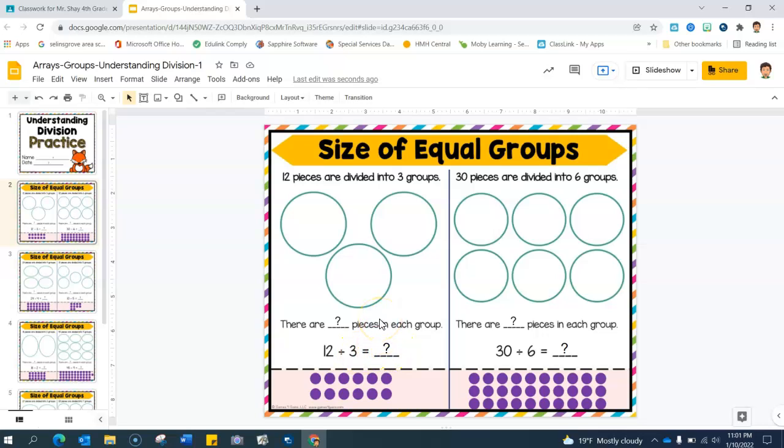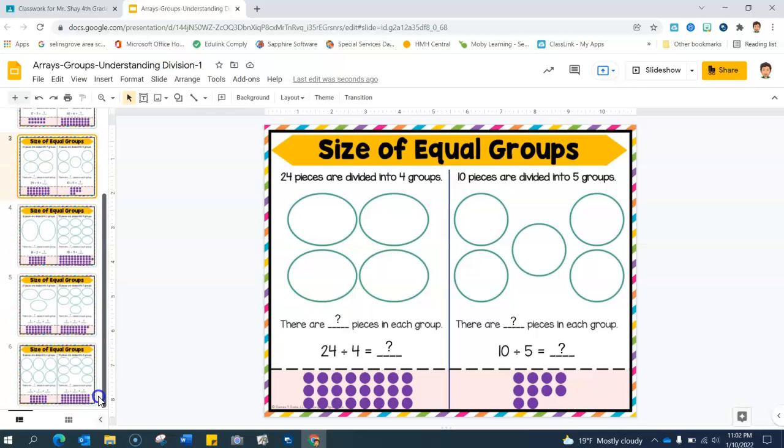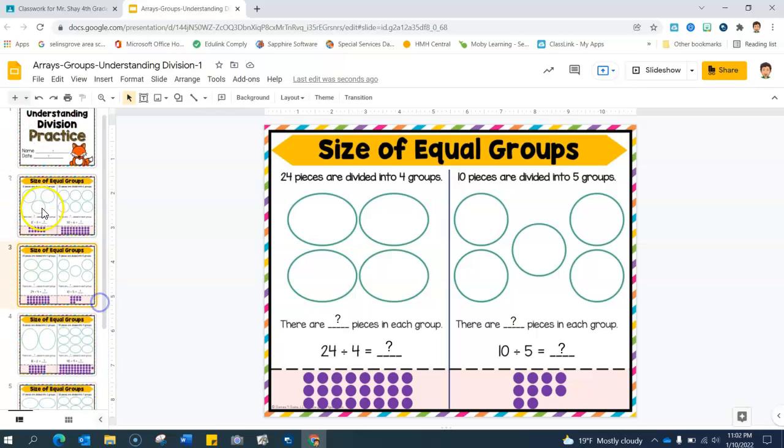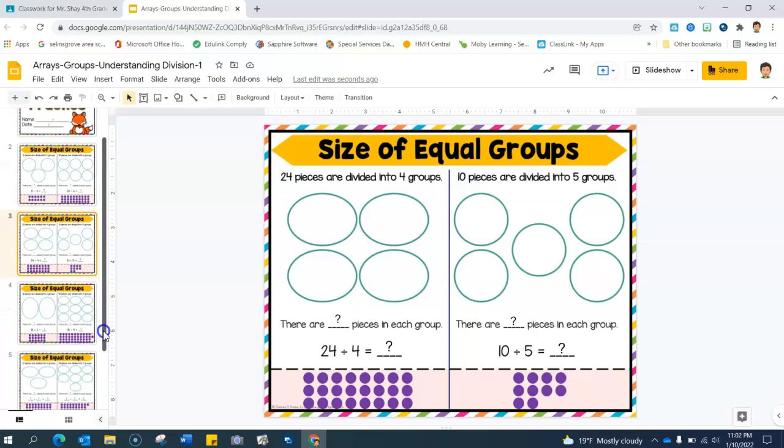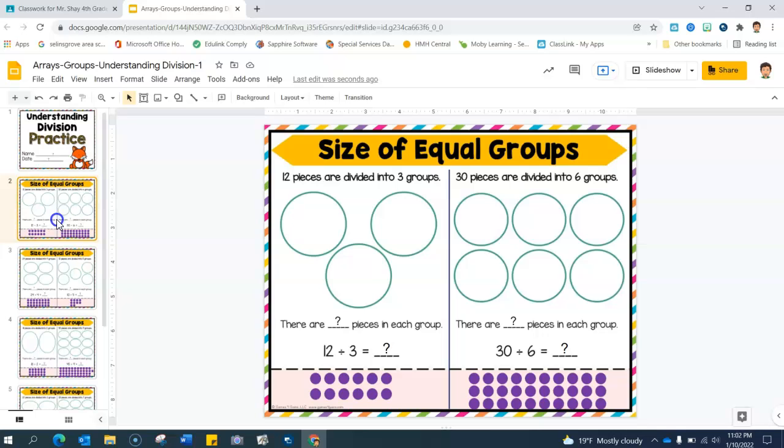So there are several things that you're going to be doing there. One, you're going to be taking these pieces and splitting them up equally into the 3 groups. Next, you're going to complete the number sentence and the word sentence. I would like for you to complete the first 2 slides. That is a total of 4 problems. You're not going to submit this when you are done.